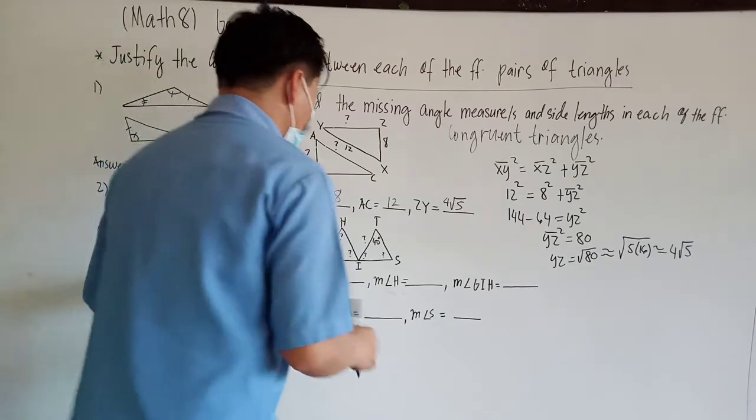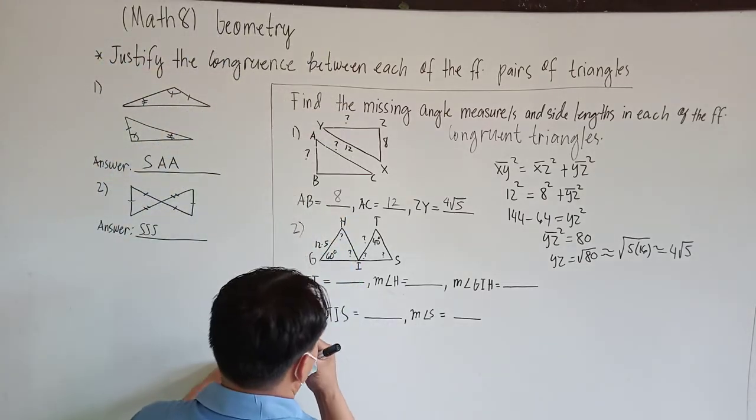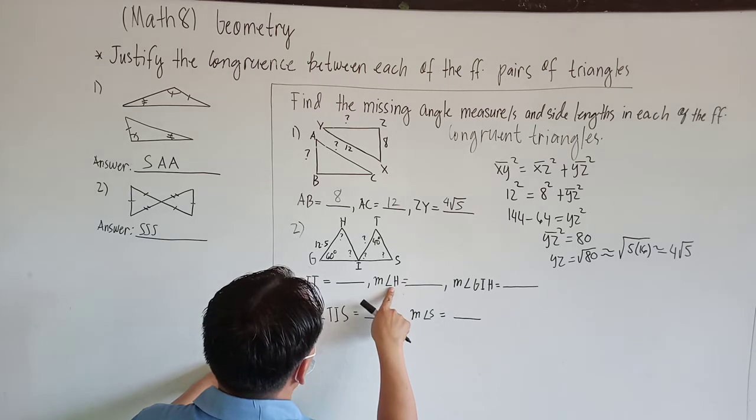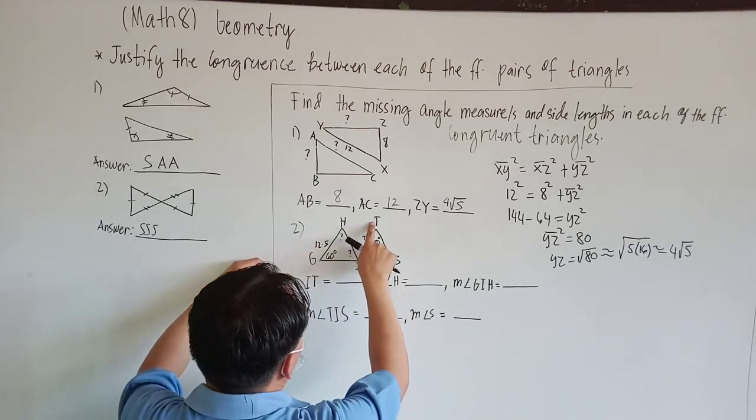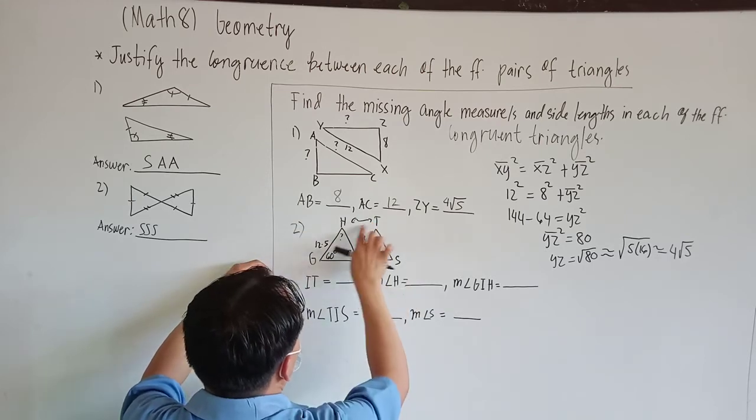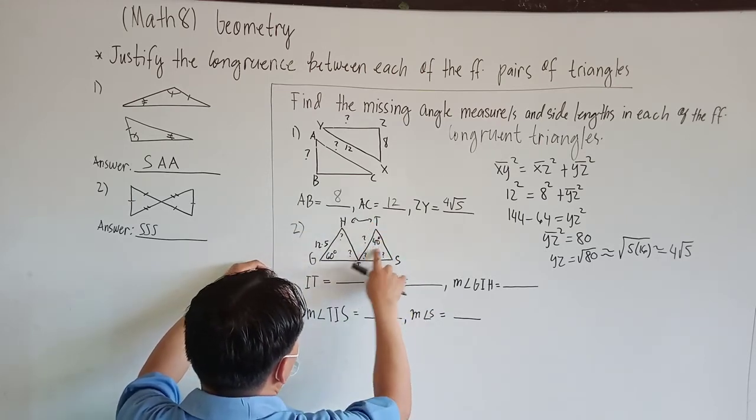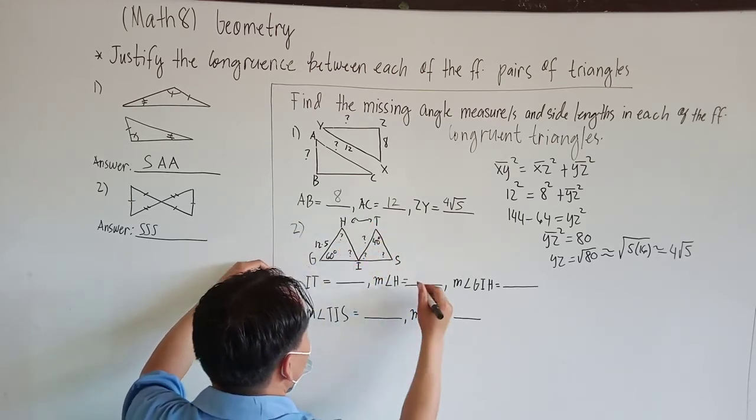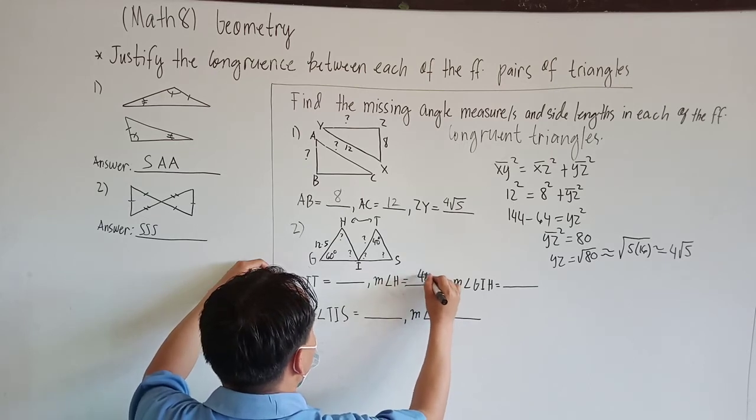Angle H and angle T are congruent. They are actually congruent. T has a measure of 40. It follows that H is also 40 degrees.